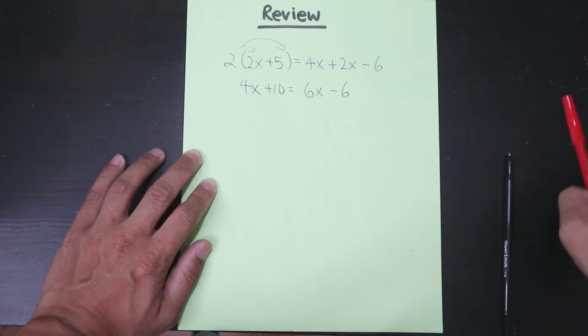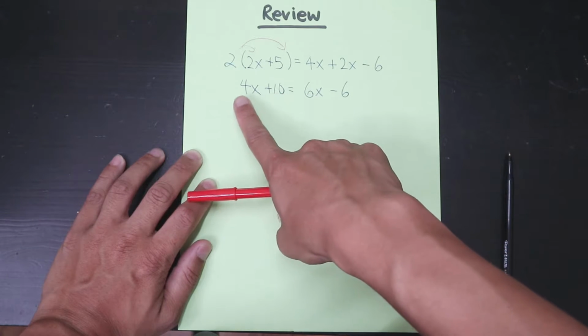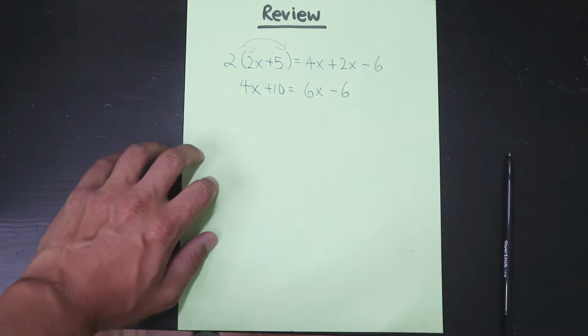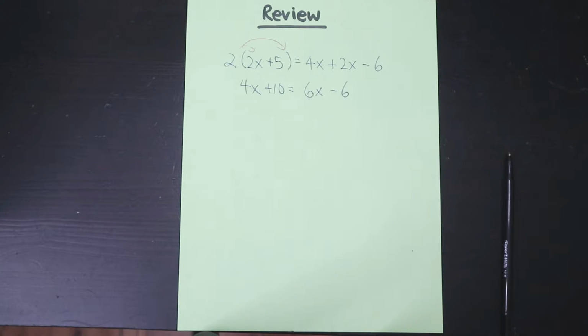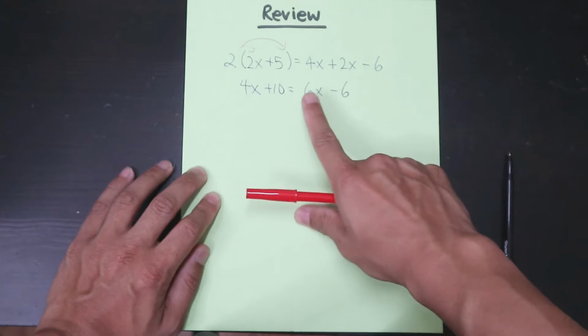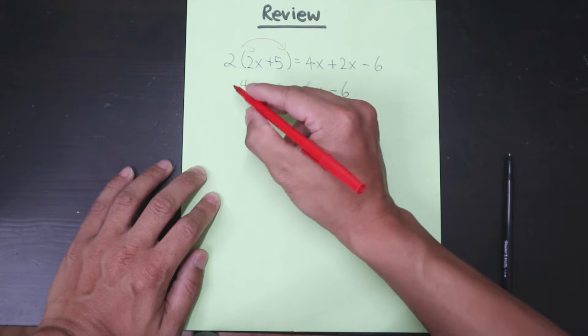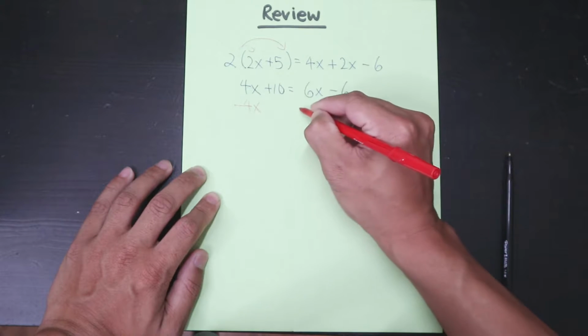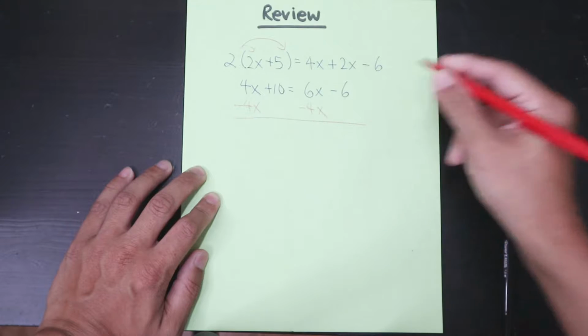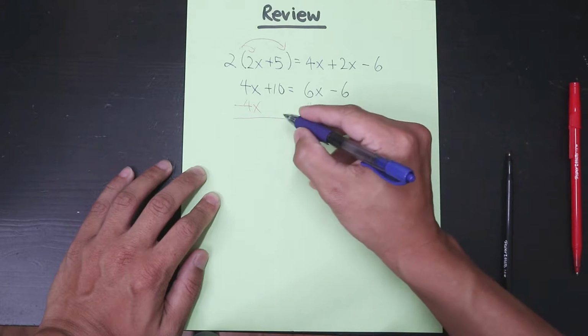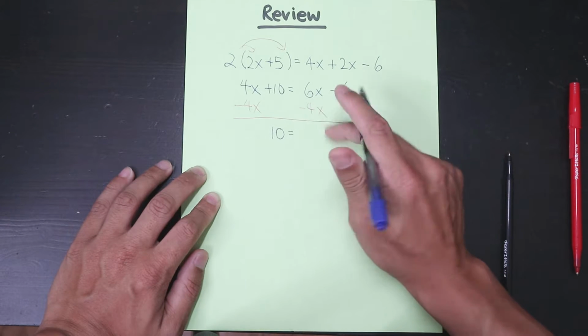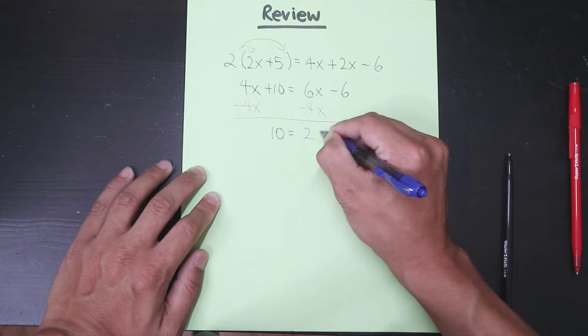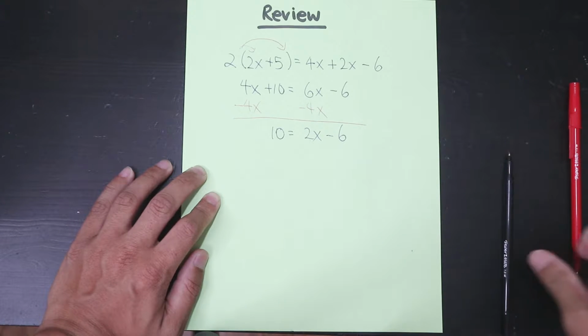Well, if you have 2 coefficients, one on the left and one on the right, we learned that we're going to eliminate the smaller coefficient. So for the 4x and the 6x, we're going to eliminate the 4x by subtracting 4x on both sides, like this. So you will be left with, on the left, 10, and on the right, 6x minus 4x, which is 2x minus 6.